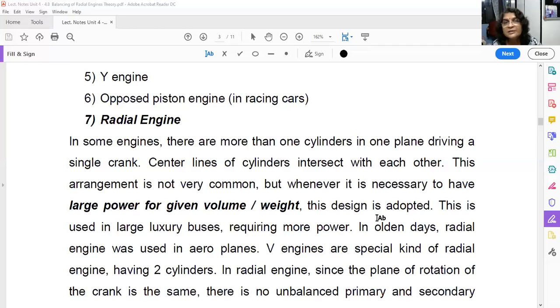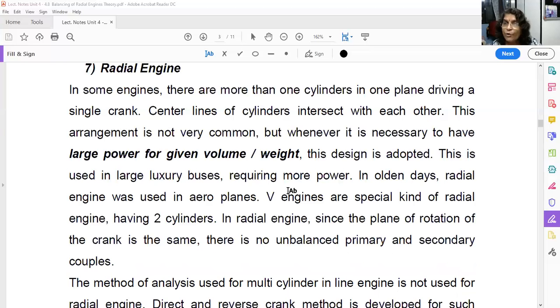This is used in large luxury buses which require more power. In olden days, the radial engine was used in aeroplanes. Nowadays, gas turbines are used in aeroplanes. V engines are a special kind of radial engine having 2 cylinders.